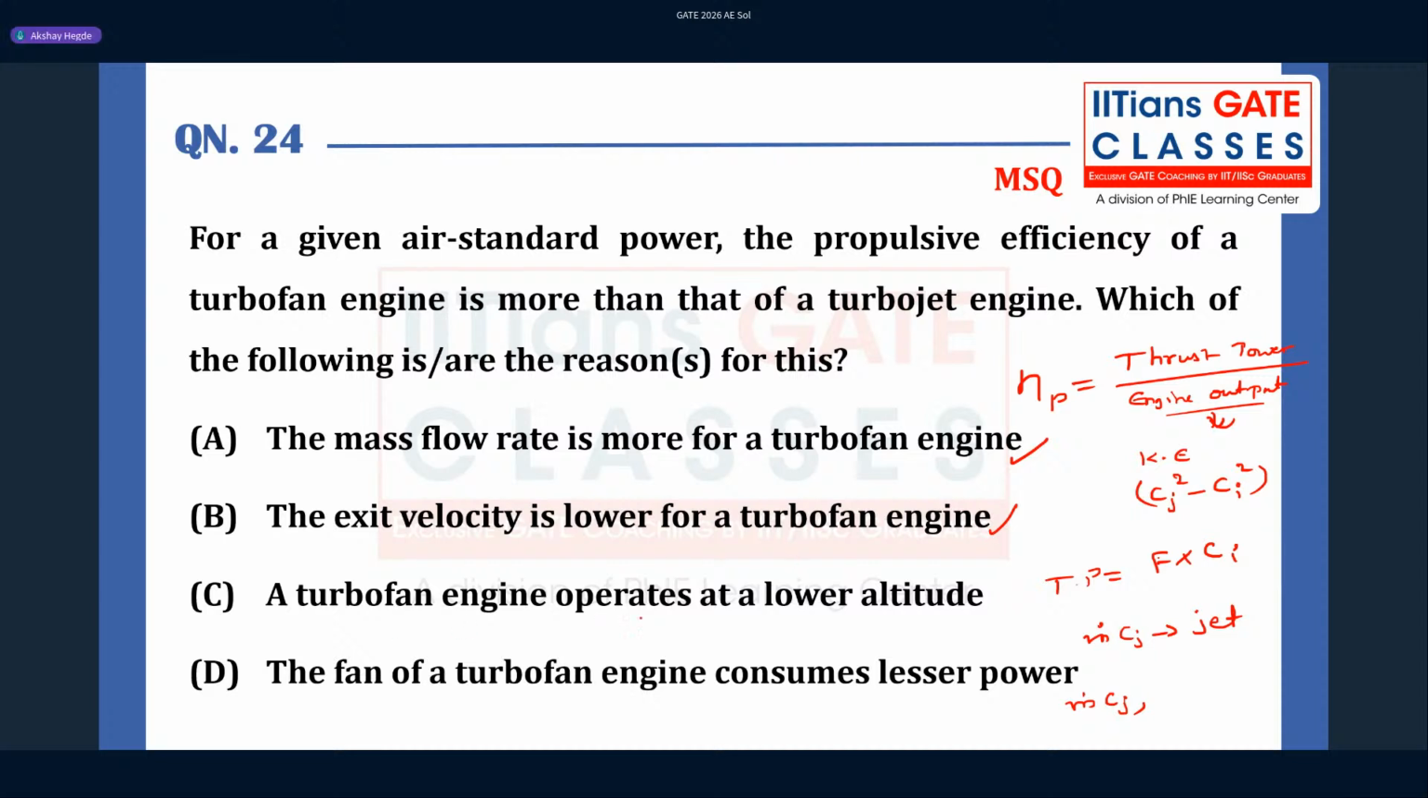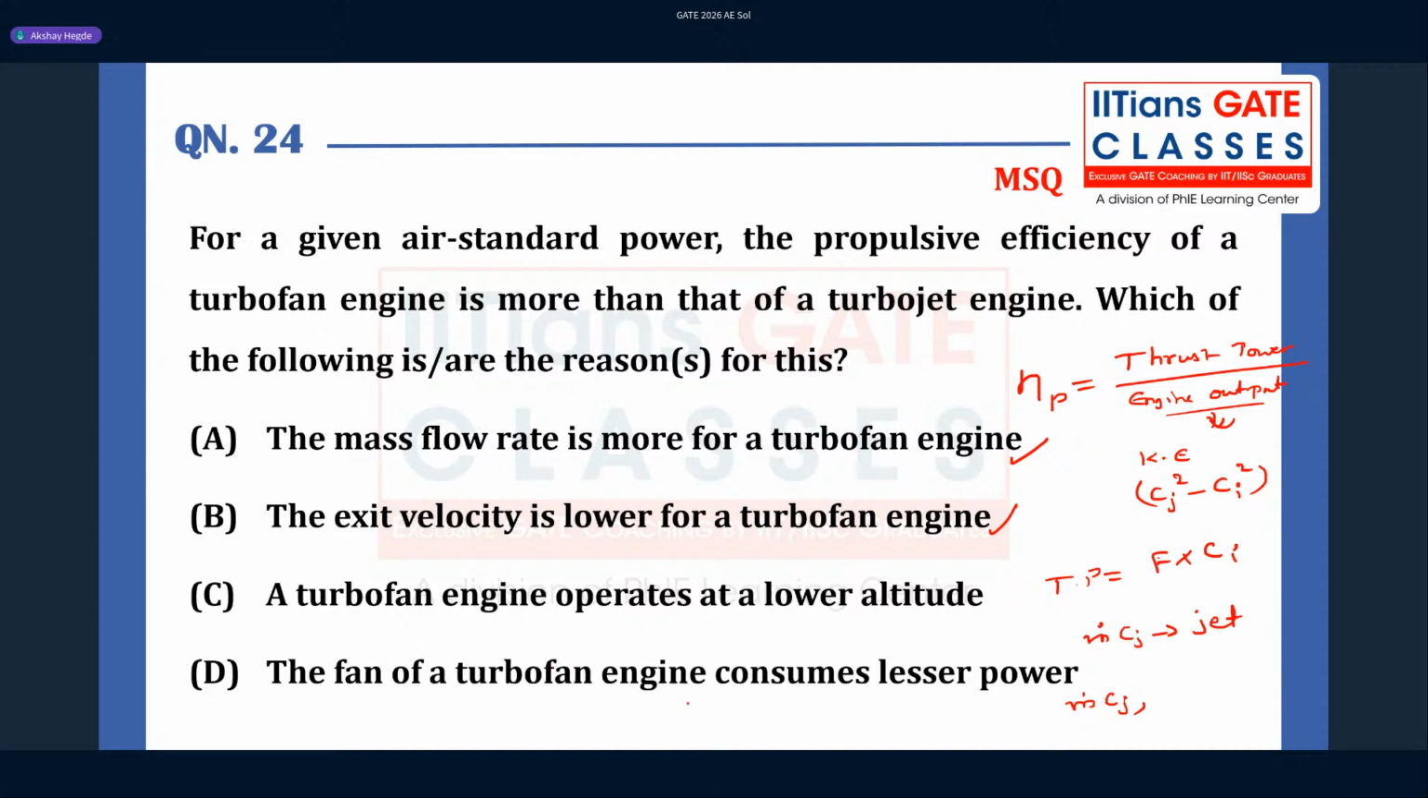Whereas the turbofan engine operates at lower altitude. As far as propulsive efficiency is concerned, altitude is not a direct variable that comes into the picture, because we are insufficiently provided some of these data to quantify whether the effect of altitude is going to increase or decrease the efficiency.